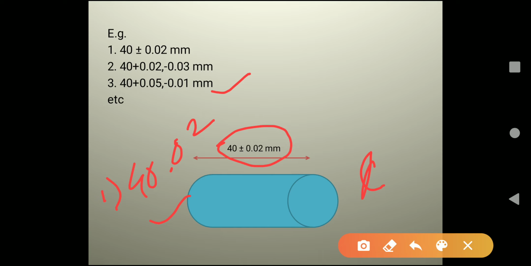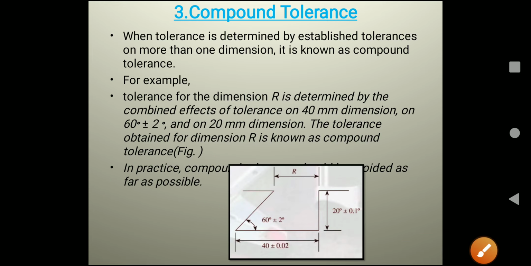So coming to the next system, that is compound tolerance. Let us see the definition of compound tolerance. When tolerance is determined by established tolerances on more than one dimension, it is known as compound tolerance. For example, the tolerance for the dimension R is determined by the combined effects of tolerances on the 40 mm dimension, on 60° plus minus 2° and on the 20 mm dimension. The tolerance obtained for dimension R is known as compound tolerance.